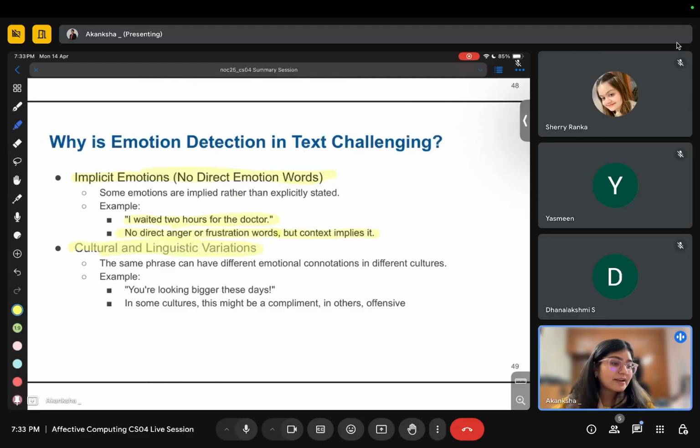Also there are cultural and linguistic variations. Let's say you say to somebody who is expecting, you are looking bigger these days. This might be offensive to someone, and this might be okay to someone. In some regions this might be taken in a positive way, but due to some cultural or contextual differences, this might be a compliment or it can be a comment that can be offensive. So you have to take all those things into account.